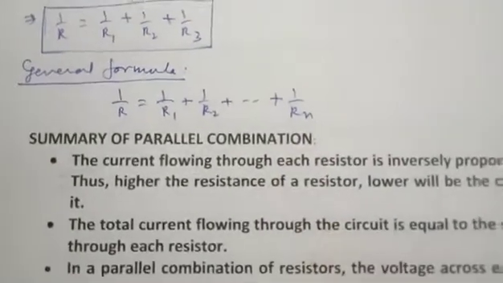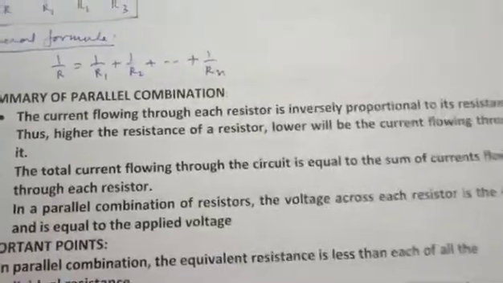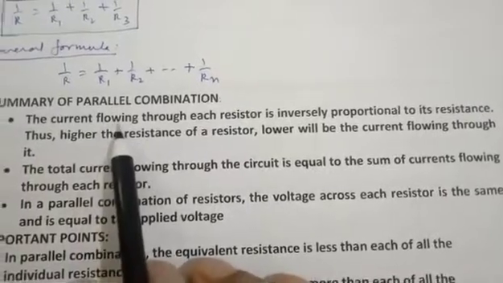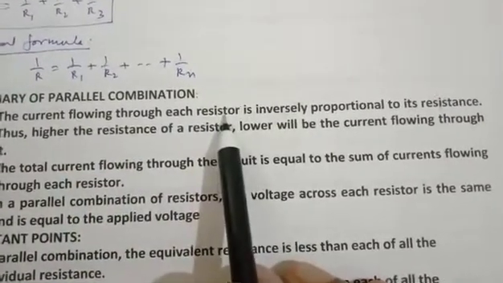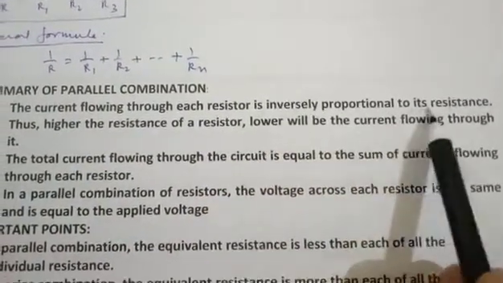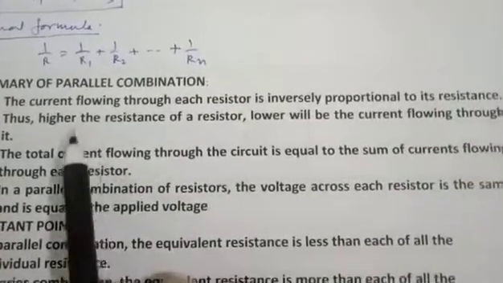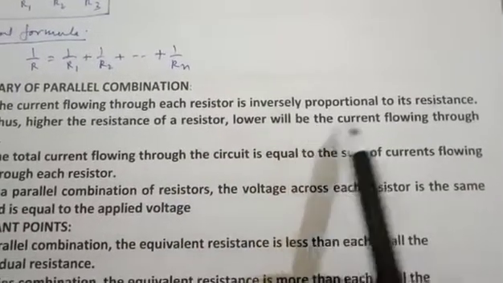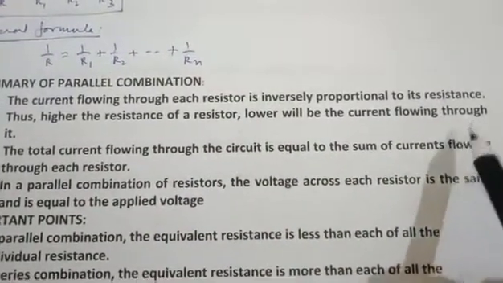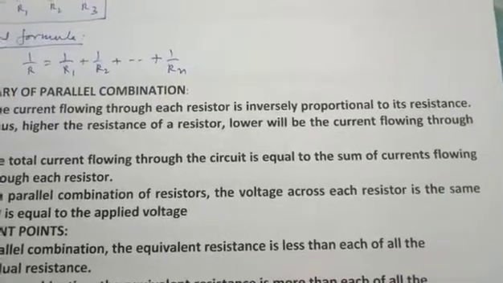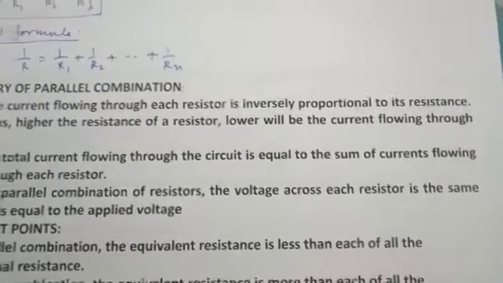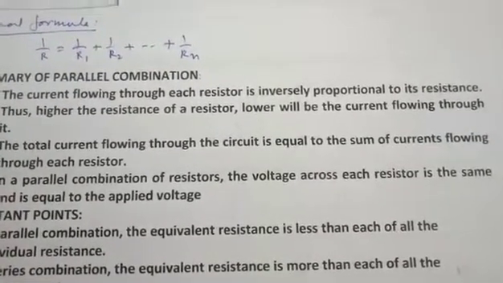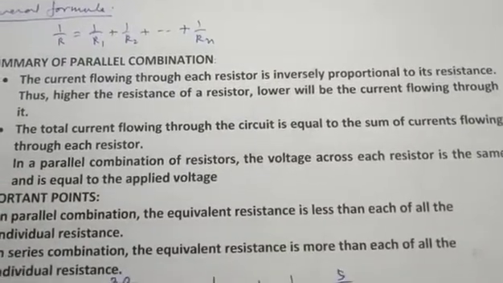Now coming to the summary of the parallel combination, we have got 3 points to be summarized. Point number 1. The current flowing through each resistor is inversely proportional to its resistance. That means higher the resistance of a resistor, lower will be the current flowing through it. That means if in a branch you put a resistance of high value, then the amount of current flowing in that branch will be less. That is the meaning of point number 1.